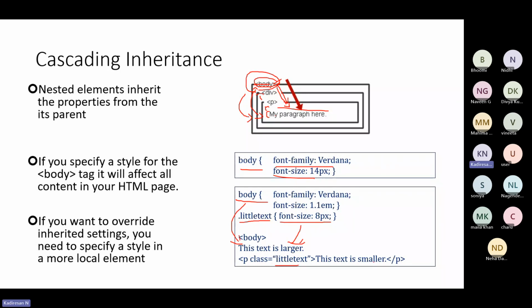So if you want to make any changes in here, then I have to make the changes, and accordingly the changes will reflect in the content. So this is called cascading inheritance.